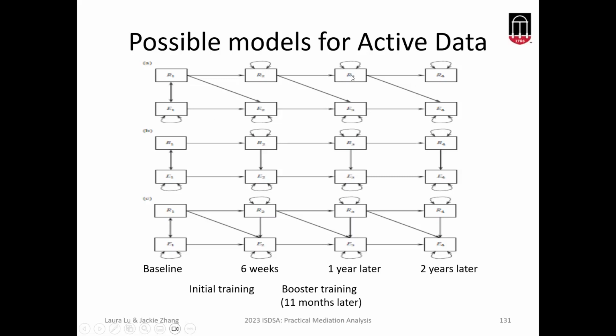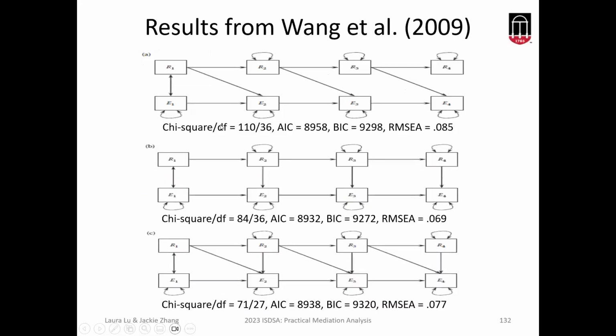We may have this longitudinal model or this model. In this case, we have different time points: a baseline measurement, after 6 weeks, 1 year later, 2 years later. And we have initial training and booster trainings. For each model, you can get the chi-square, the relative chi-square value, the AIC value, BIC value, and the RMSEA. By running these different models, you can pick the best model to fit your data.